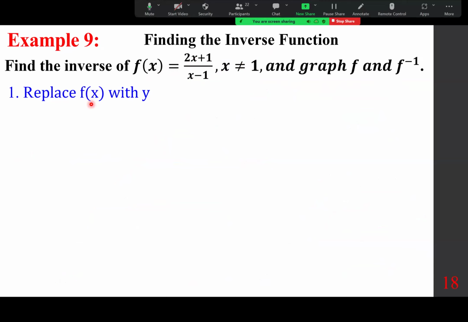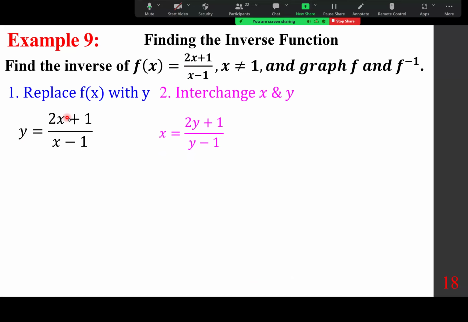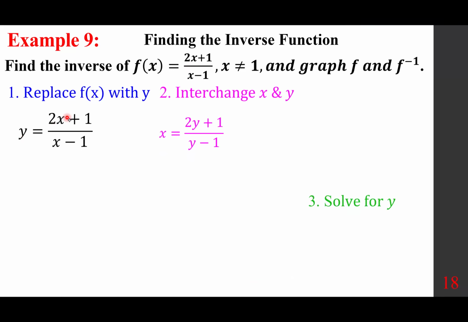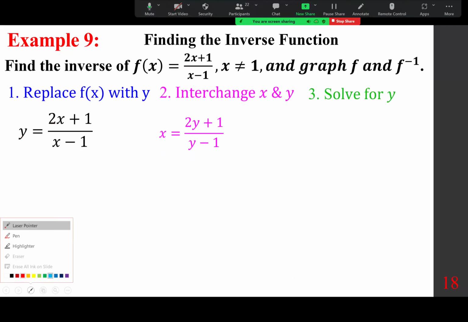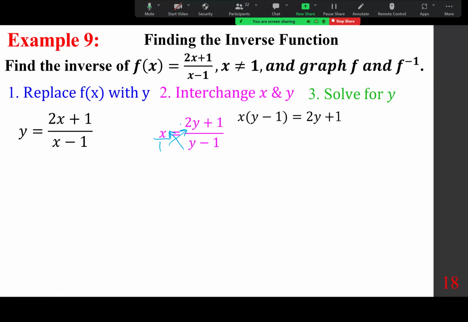So first we replace f of x with y to make life easier. The second step is to interchange x and y. So this becomes x, this becomes y. To solve for y, we do the cross product. x times y minus 1, 1 times 2y plus 1. We want to solve for y.